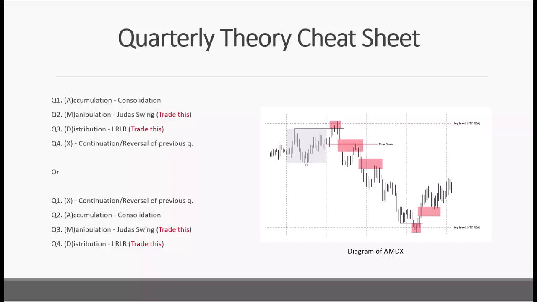According to his algorithmic theory, the purpose of this fake move is to get traders offside, after which the real move takes place. After the manipulation phase takes place, the next phase is the distribution phase. This phase is usually the easiest to trade, as the previous quarter has already established the trend of the cycle. The fourth phase is X, which can either continue the established range of the cycle or reverse. In regards to this example, the fourth quarter is reversal.